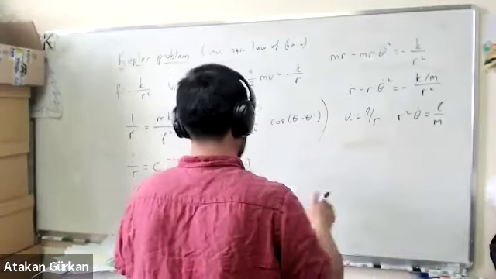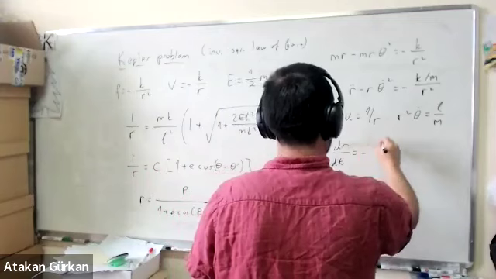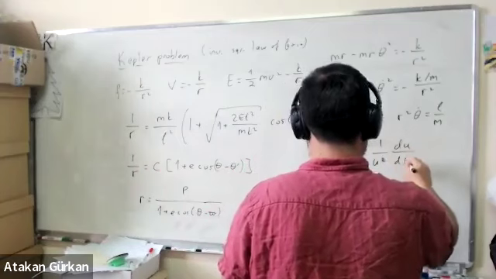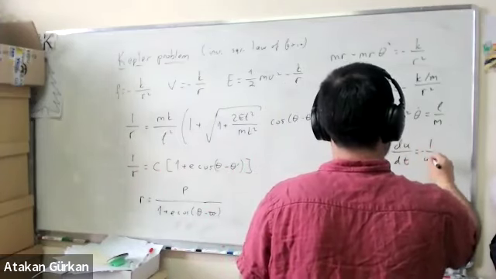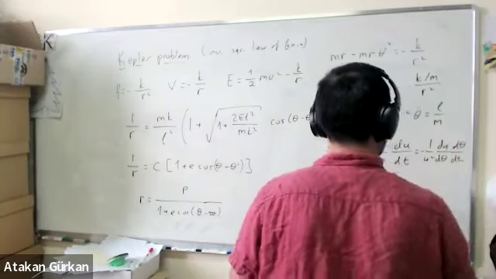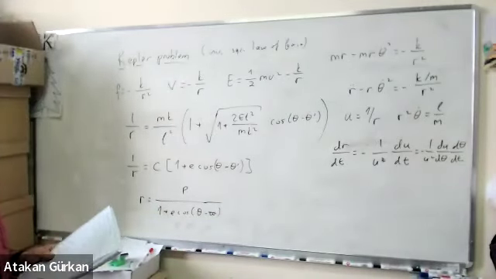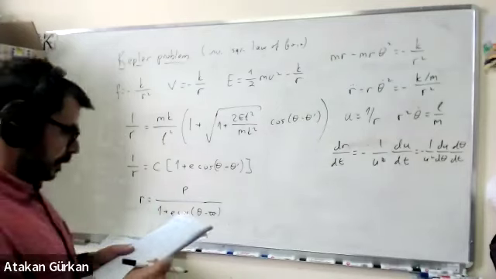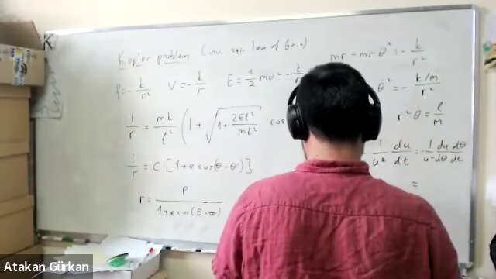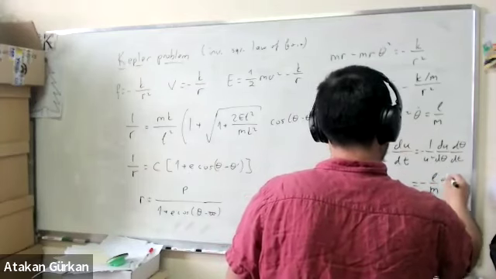With that in mind, dr by dt is going to be minus 1 over u squared du by dt, and this is going to be minus 1 over u squared du by d theta times d theta by dt. Just a chain rule. U, just like r, is a function of theta and depends on t only through this relationship. And this I can write by using the angular momentum expression as minus L over m du by d theta.